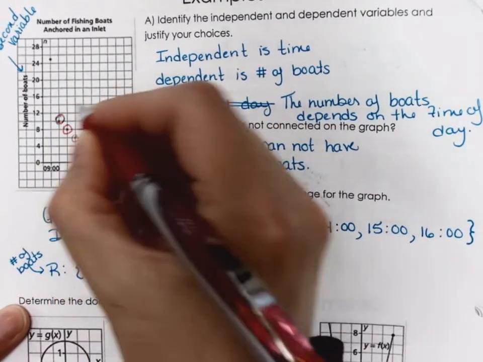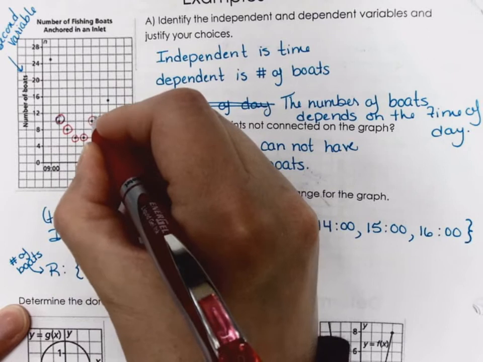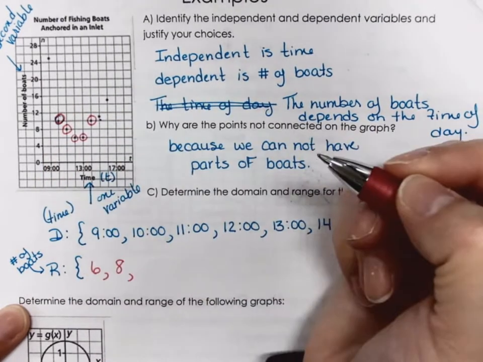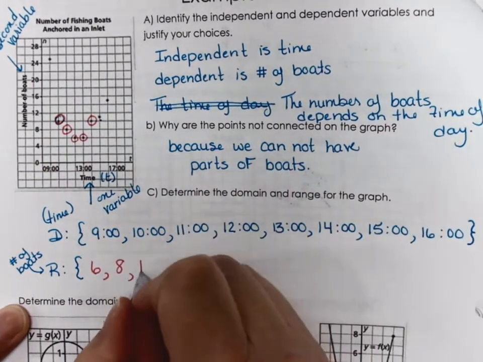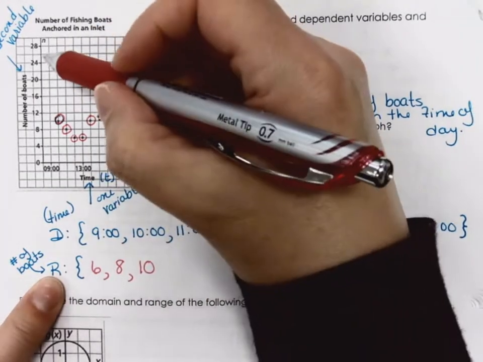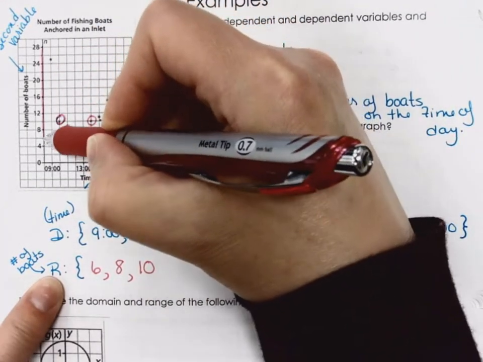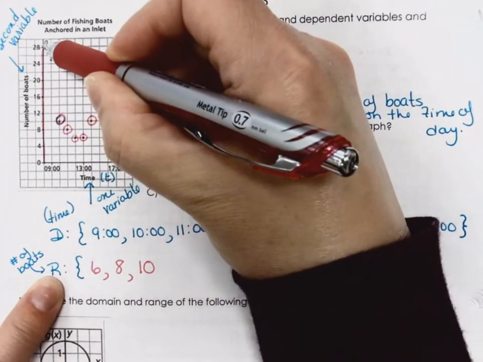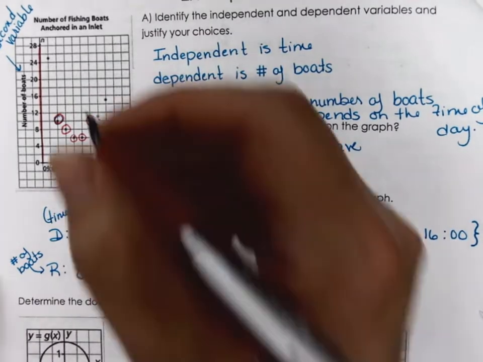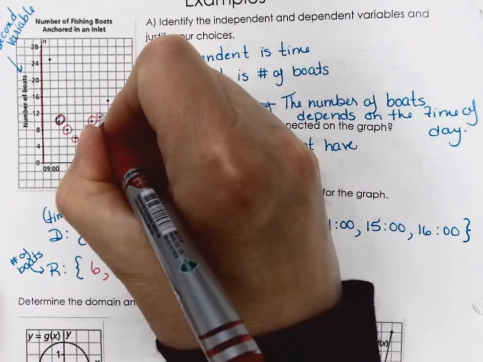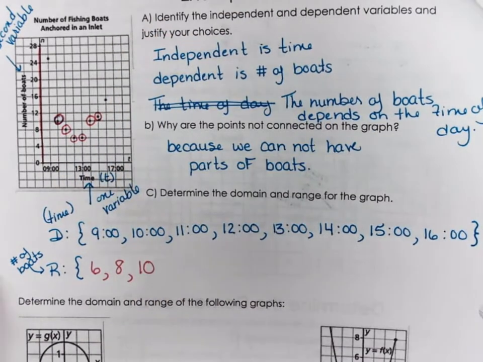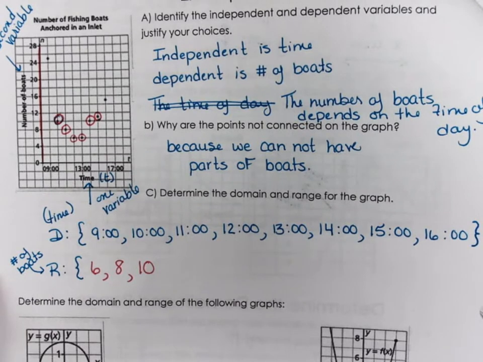Okay, the next one. I got 2 at the next one. What's the next one? 10. So when we're looking at the range, we're looking at the values along the y-axis. And then I have this one over here, which is halfway in between 10 and 12. 11.